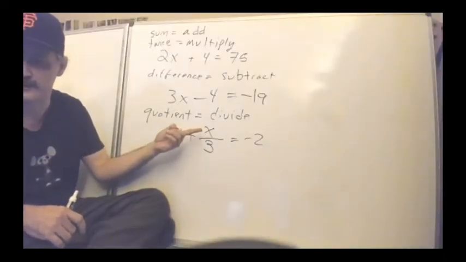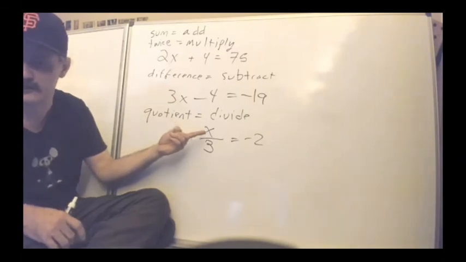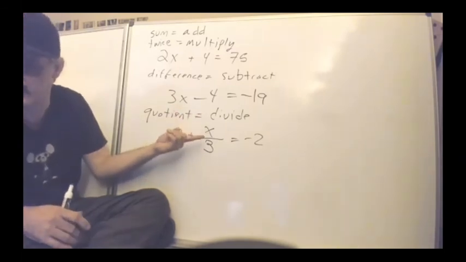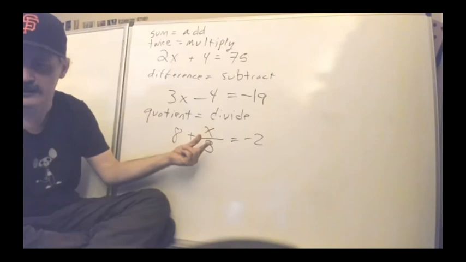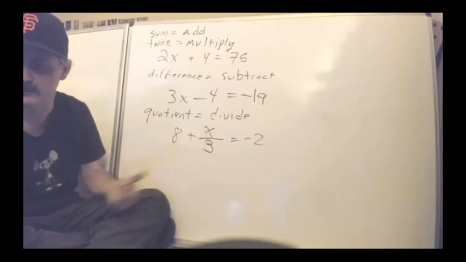But we could use any variable we want. You know, maybe you like the letter A. Maybe you like the letter K. A variable represents a number. It doesn't really matter what the letter is. Okay, so yes, quotient means divide, and top divided by bottom. That's why the 3 is on the bottom.